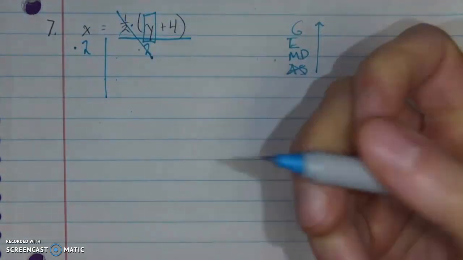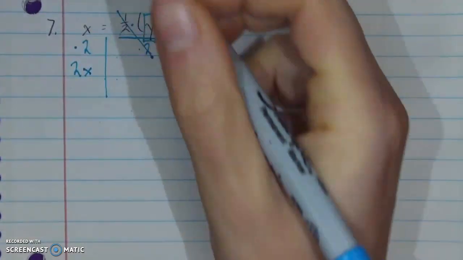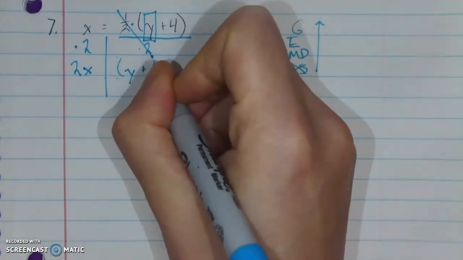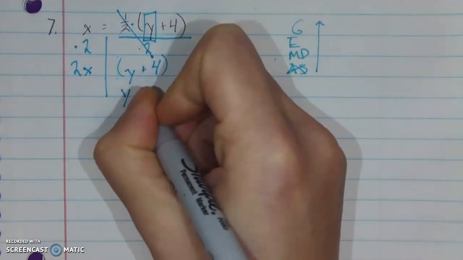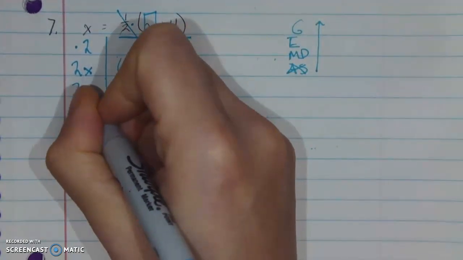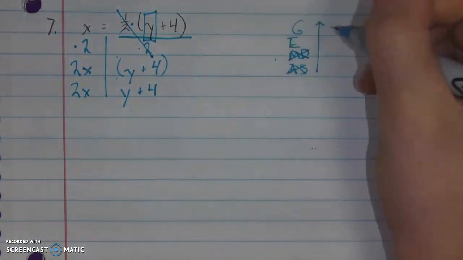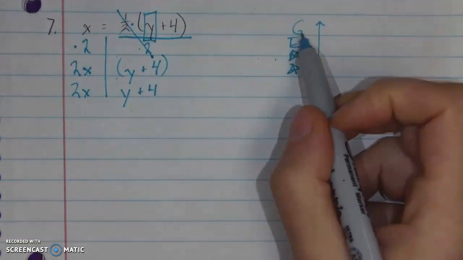And that multiplication by 2 cancels out the 1/2 because those two are reciprocals of each other. So this gives me 2x on the left, and on the right I'm left with my parentheses, which is y plus 4. Now since there's just parentheses here, they actually are not necessary, so I really have 2x is equal to y plus 4. And I've taken care of all of my multiplication and division, and what I'm really working on is my grouping symbol.